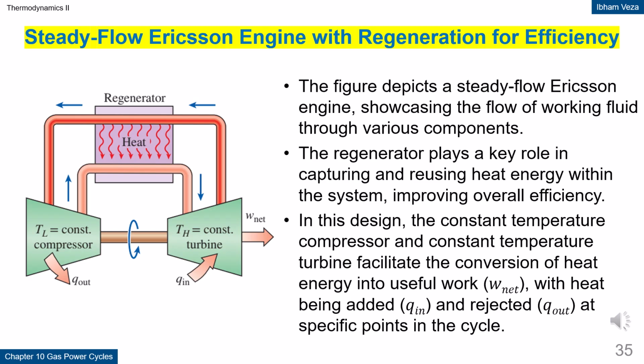The steady flow Ericsson engine uses isothermal compressors and turbines separated by a regenerator. Heat is added and rejected at constant temperature, similar to the Carnot cycle. The regenerator plays a crucial role in transferring internal heat between processes.